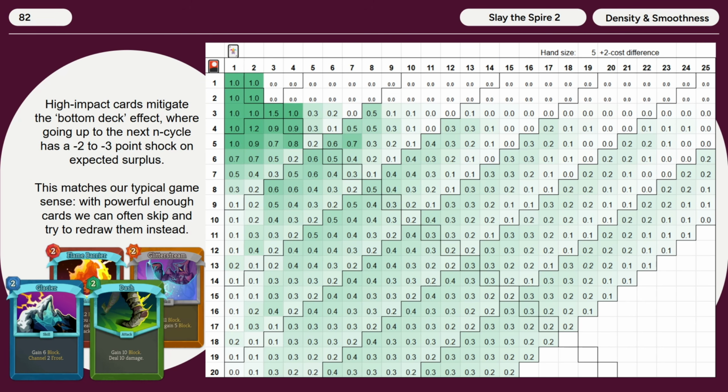When your deck has cards worth playing, you can often think to yourself, I don't want to go up to a next cycle. I would just prefer to draw my high impact cards sooner. And 2-cost cards reflect that in the fact that they do make the next cycle higher quality. They mitigate the effect of going up in deck size.